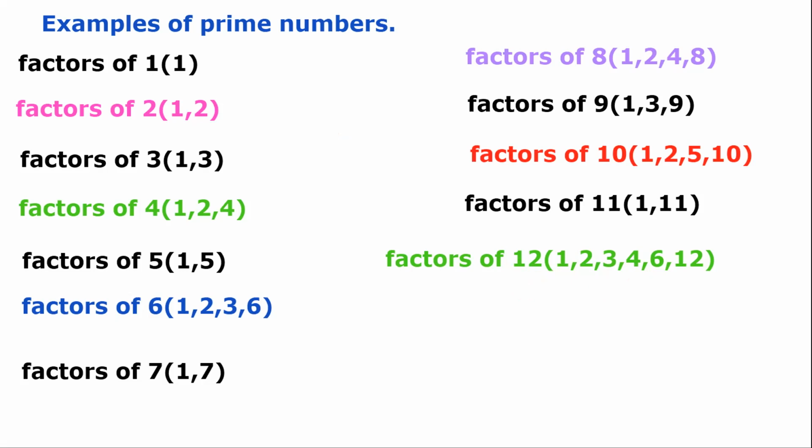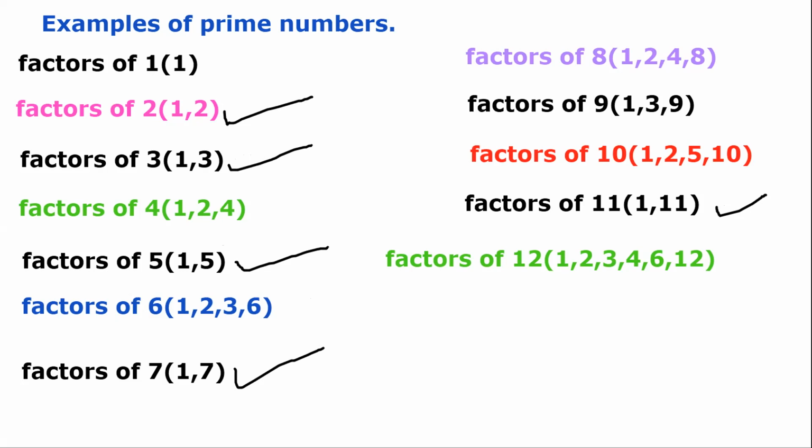Then let me take those numbers that are prime here. 2 is a prime number, 3 is a prime number, 5 is a prime number, 7 is a prime number, 11 is a prime number. If you want to know the prime numbers among the remaining numbers, you find the factors of those numbers, and based on the factors, you will know the prime numbers.